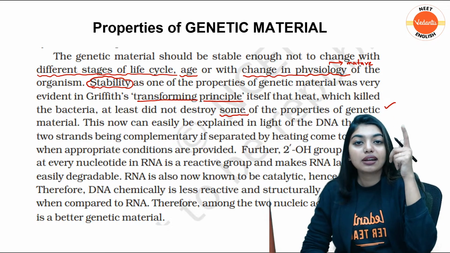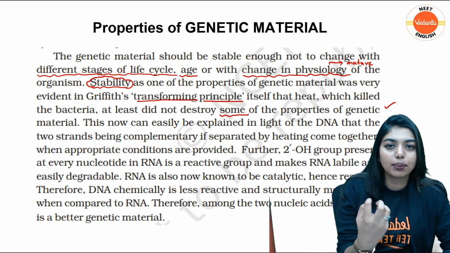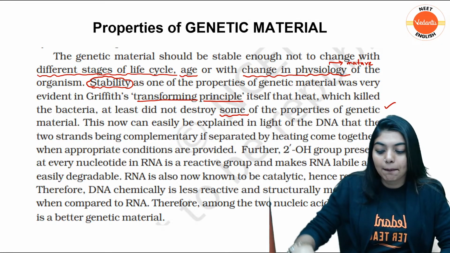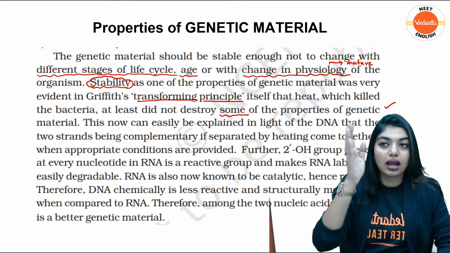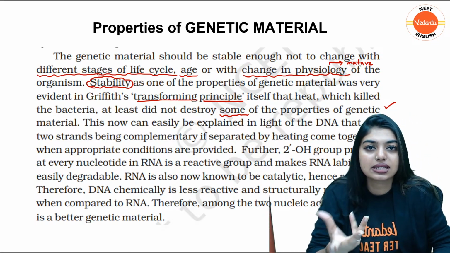That is the reason that at the first stage, when the heat-killed strain was injected, the mice died, right? Because some property was there to kill the mice. But at the same time, when we combine that S strain with the R strain, some property got transformed that made the R strain itself virulent.